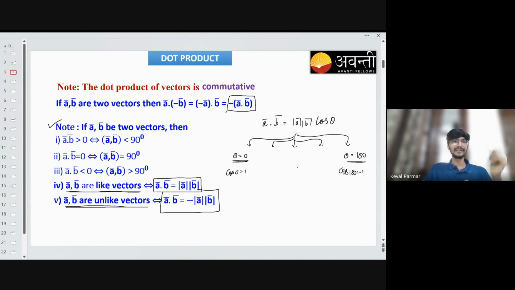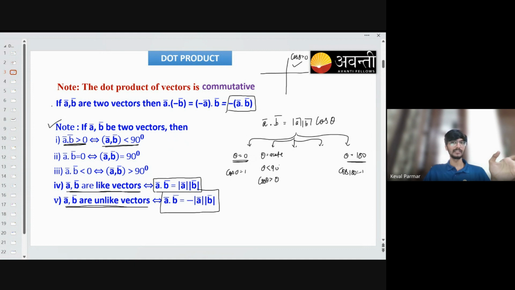So what is the other condition? Other condition is theta is acute. What do you mean by acute? Theta is less than 90 degree. So if theta is less than 90 degree, that means it is in the first quadrant, correct? And first quadrant mein cos theta is positive. That means cos theta is greater than 0. So I can write cos theta is greater than 0. And if cos theta is greater than 0, then A bar dot B bar will be greater than 0.